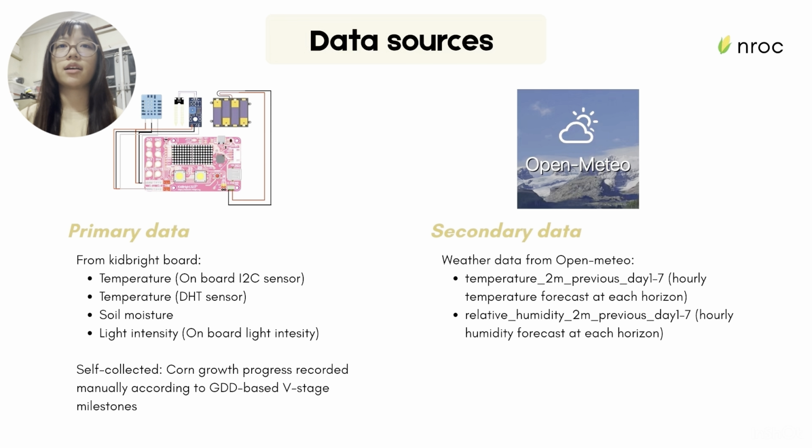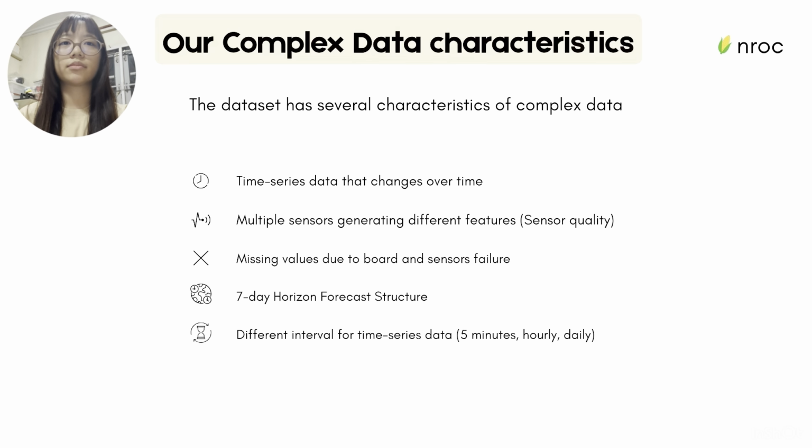Our primary data come from a grid-based IoT board on a real farm, collecting two temperature readings, soil moisture, and light intensity. We also manually recorded each time the corn reached a new growth state. Our secondary data come from OpenMeteo, a weather API. We pull hourly temperature and humidity forecasts across 7 previous-day horizons, giving us 7 different forecast versions for each timestamp, from 1 day ahead to 7 days ahead.